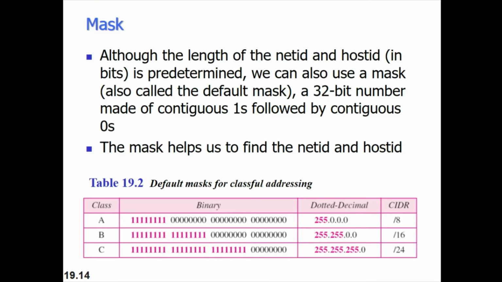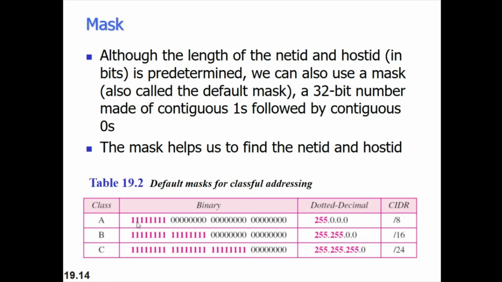Okay, this one is the mask. Although the length of the net ID and host ID in bytes is predetermined, because we already know the net ID is the first byte, the first 2 bytes, or the first 3 bytes, we also can use the mask or default mask, a 32-bit number made of contiguous ones followed by contiguous 0s. So the mask helps us to find the net ID and the host ID. This table shows the default mask for classful addressing, class A, B, and C.